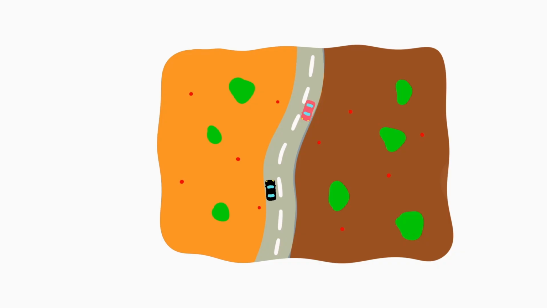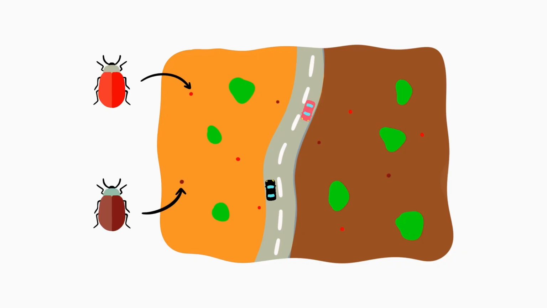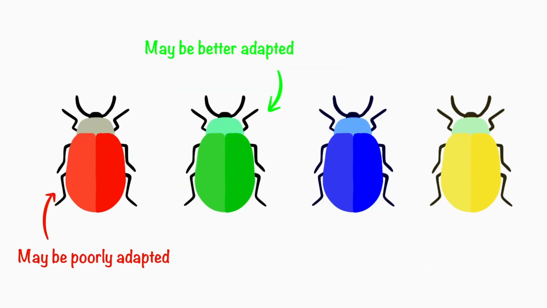Perhaps one side of the motorway has darker soil, whilst the other side has lighter, sandy ground. On the dark soil side, beetles with darker coloration will be better camouflaged from predators like birds. Meanwhile, on the sandy side, lighter colored beetles will have the advantage because they blend in better with their surroundings. Each population shows genetic variation because they have a wide range of alleles.